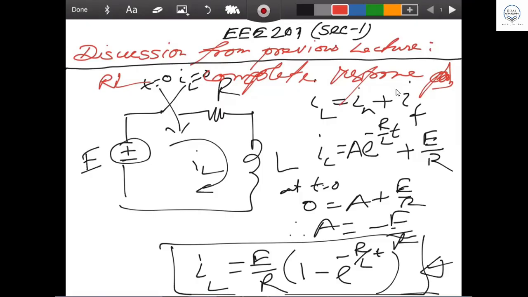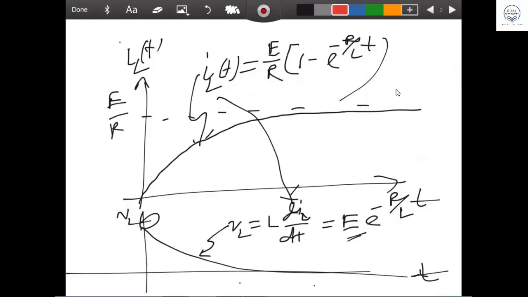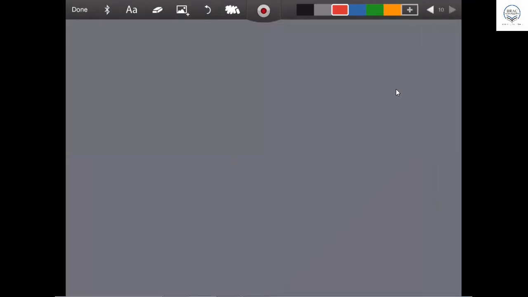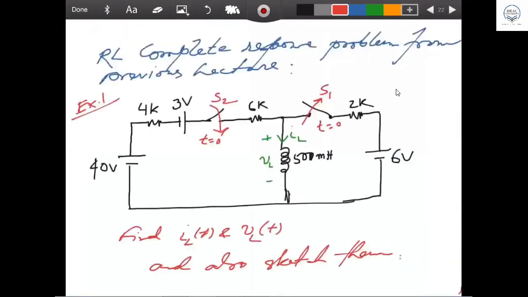The class time is over now, 9:30, so we are jumping to the class. Today, I'm going to solve the problem from the previous lectures. As I told you, the complete response problem from the previous lecture. That is what we are going to solve first today.